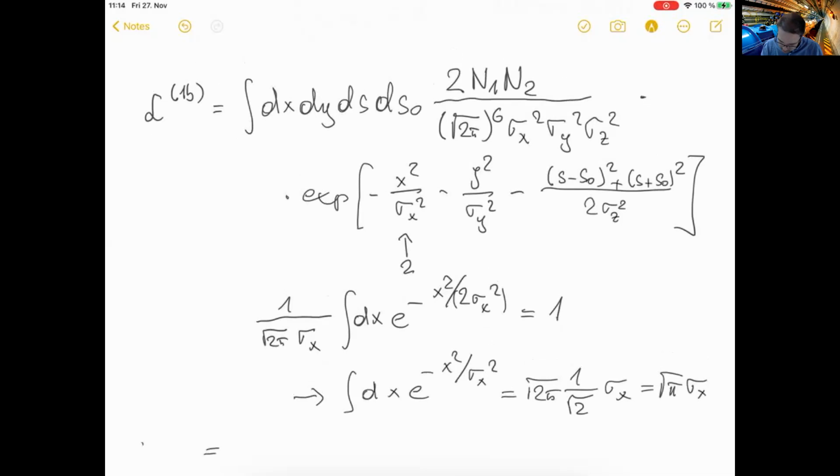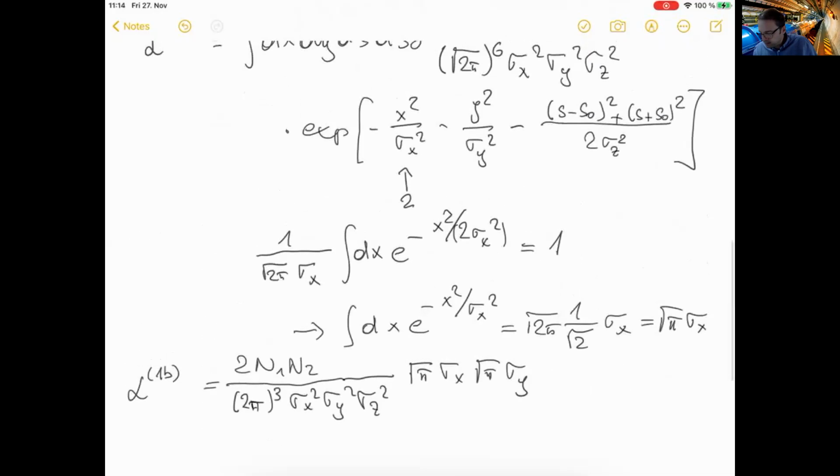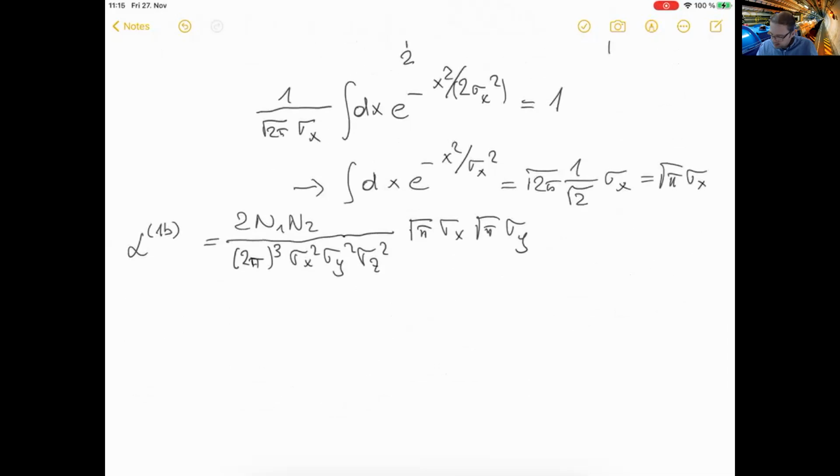So the single bunch luminosity is 2 times n1 times n2, divided by 2 pi cubed, sigma x squared, sigma y squared, sigma c squared, and square root of pi sigma x, square root of pi sigma y, and here from these two integrals we get square root of pi sigma c squared.